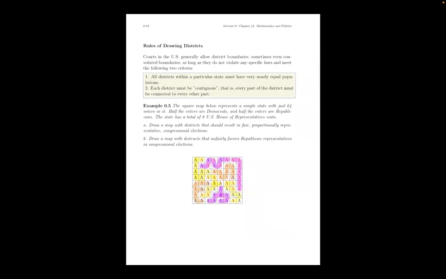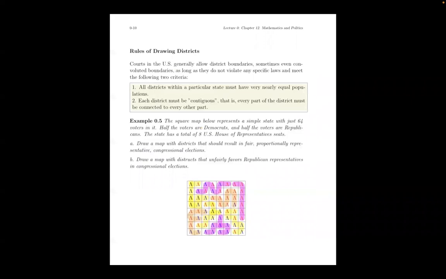Courts in the U.S. will generally allow district boundaries, sometimes even convoluted boundaries, as long as they don't violate any specific laws and they meet the following 2 criteria. Right, so all districts within a particular state must have very nearly equal populations. So we need to divide up all the regions, all the districts, with relatively equal populations, so that no district has stronger voting power than another, right? We just saw voting power as a measurement between Wyoming and California. So within a state, you want to make sure your districts are all relatively equal in size.